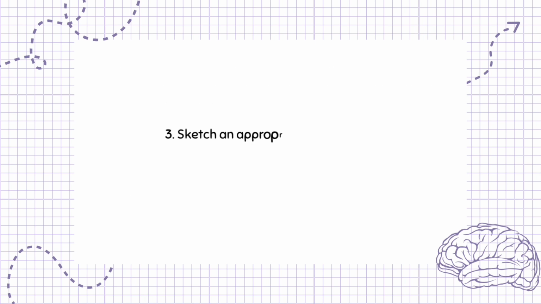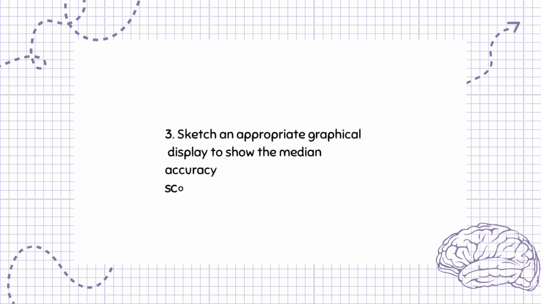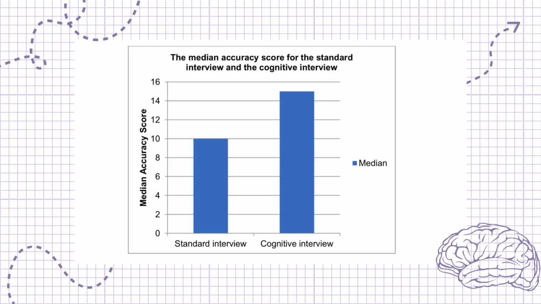Question 3. Sketch an appropriate graphical display to show the median accuracy scores in Table 1. 6 marks. 1 mark for each of the following. Display as a bar chart. Both axes labeled correctly. An informative title with reference to the IV and DV. Y-axis has appropriate scaling. Bars are separate. Bars are plotted reasonably correctly.